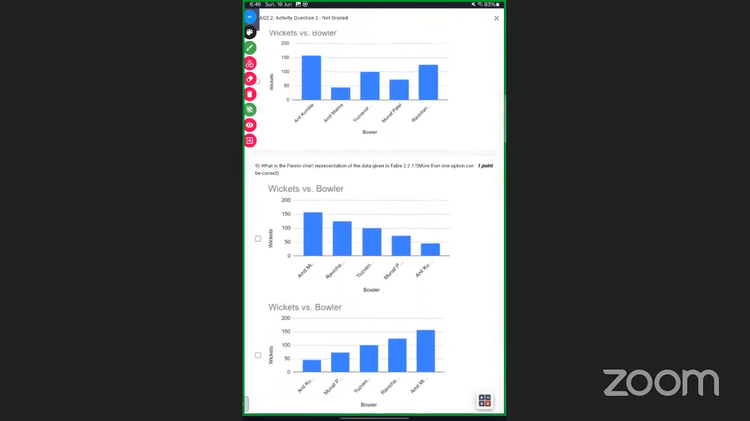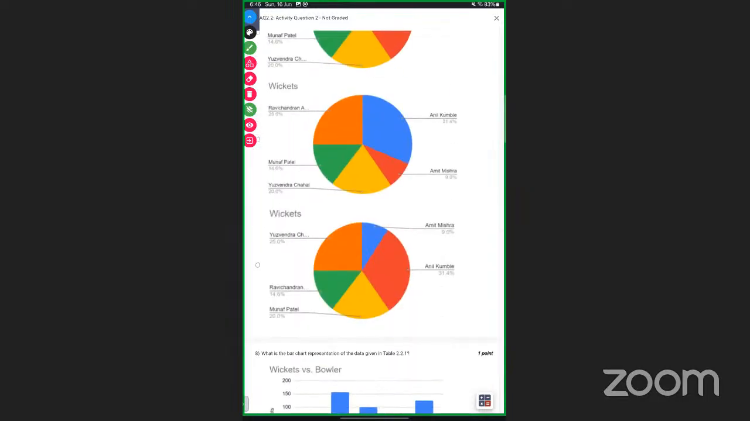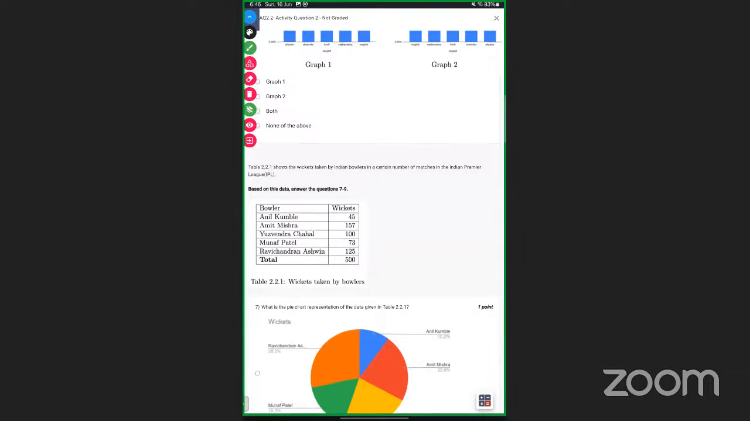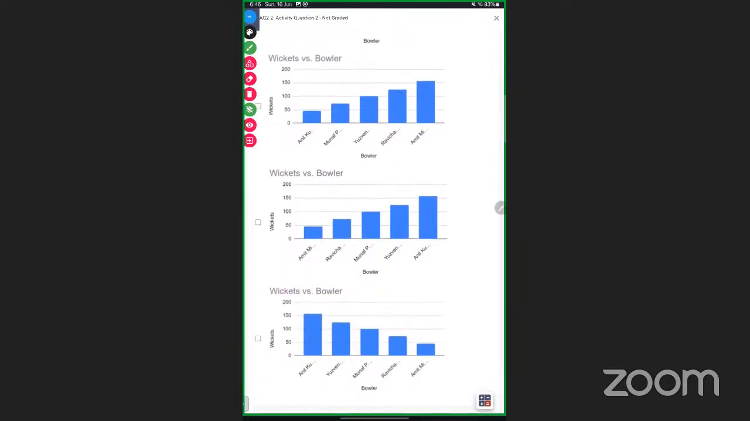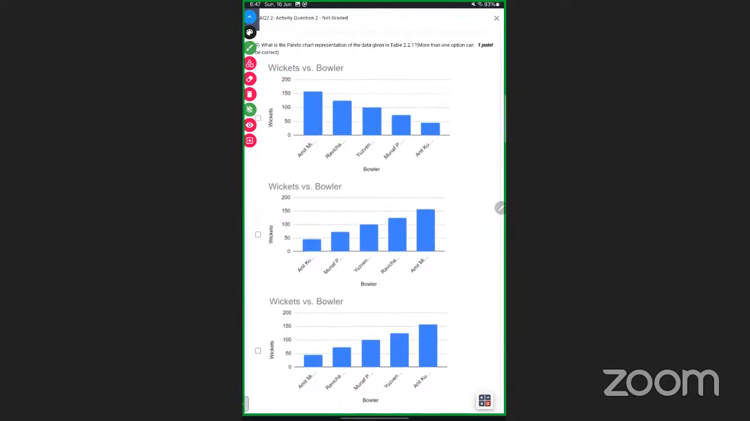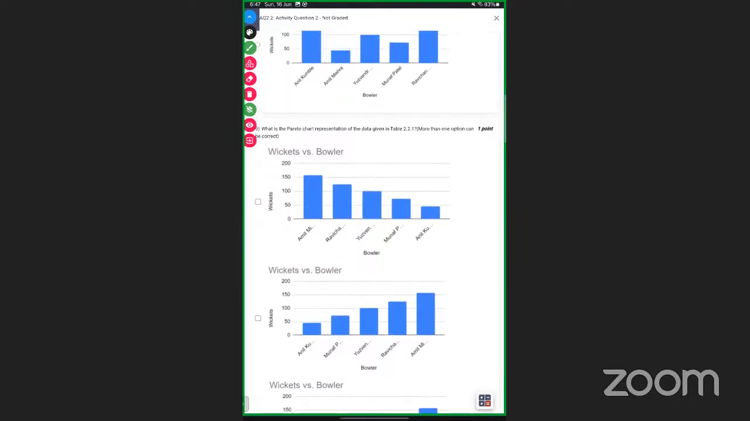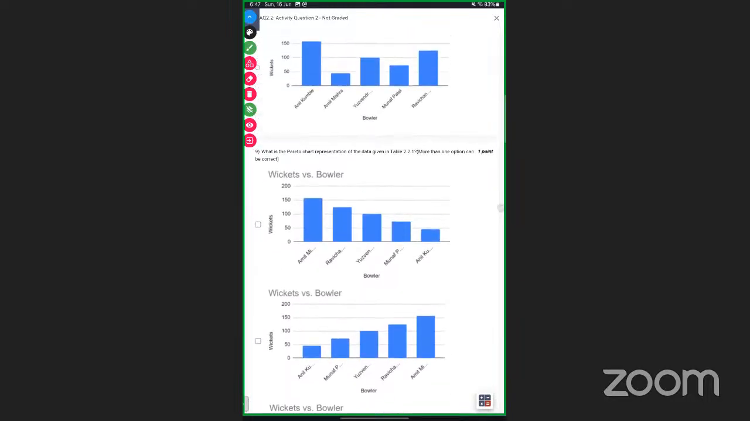Same thing you can do with the ninth question. What is it? Pareto chart. Arrange them, so the highest is 157, Amit Mishra. Here Amit Mishra is the highest, and here also Amit Mishra is highest. The lowest is Anil Kumble. Wait, both have a similar order, just flipped. So A and B both are correct.